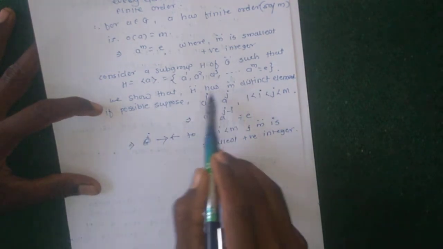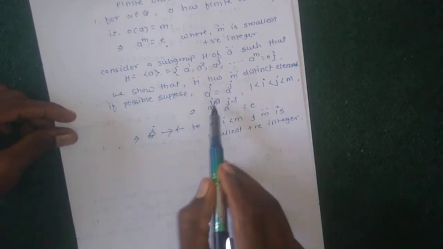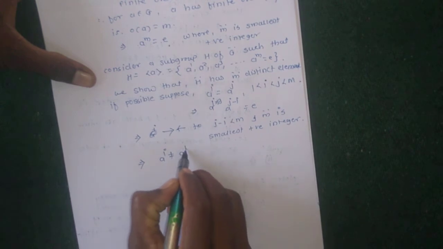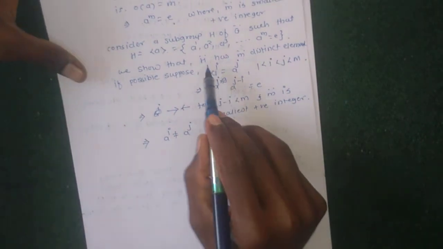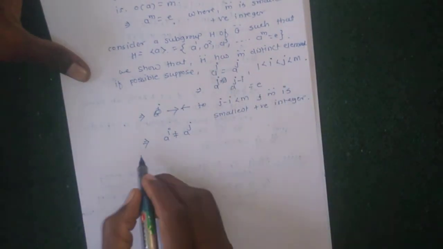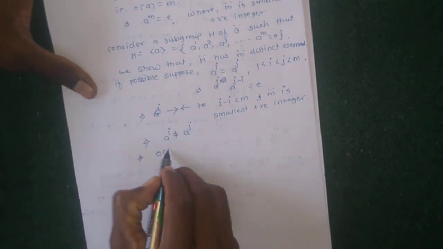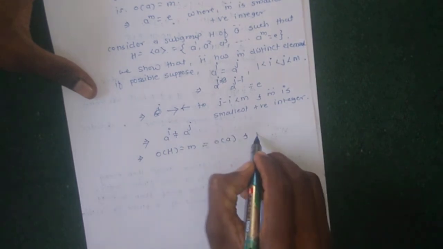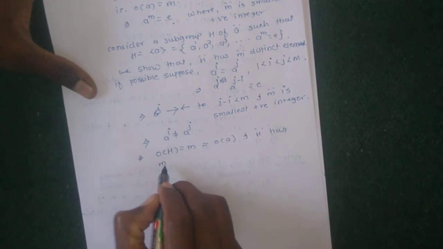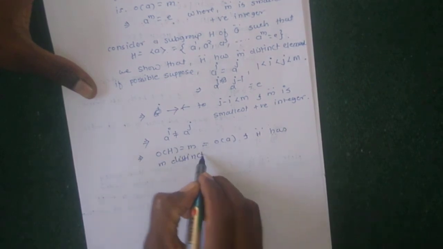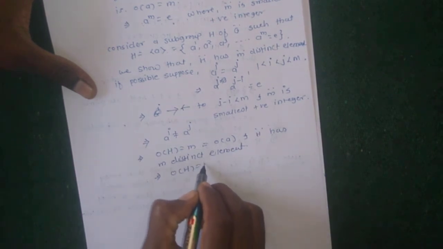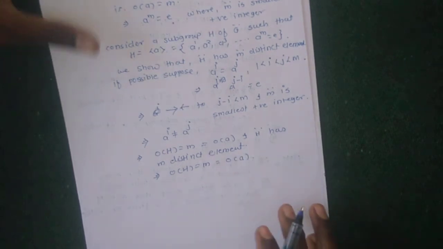This assumption is wrong, which means a raised to i is not equal to a raised to j. Therefore H has m distinct elements, which implies that the order of H equals m, which is equal to the order of a.